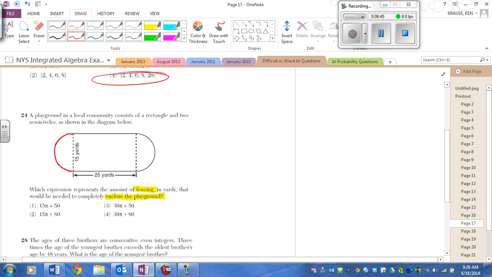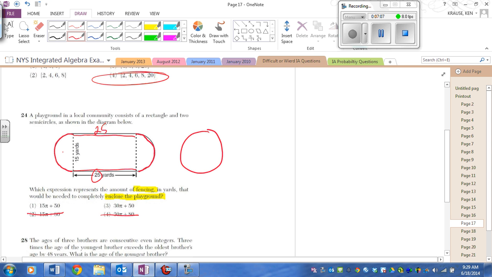So that's a half a circle, and that's a half a circle. Wait a second. I put those two halves of the circles together. Don't they make a full circle? And then I don't need fencing here, but I do need fencing here and here. So I need this 25 and this 25. So that's 50 plus something. So it's not these, the 88s and 15s here. So it's going to be one of those.